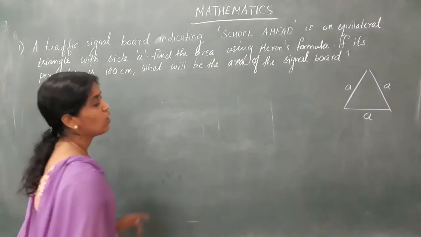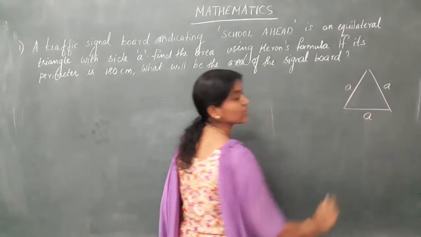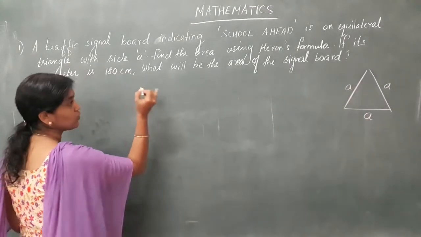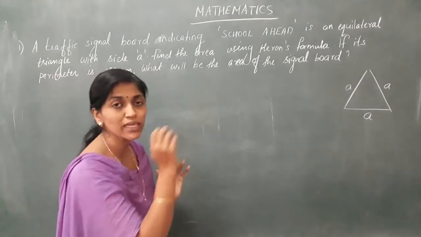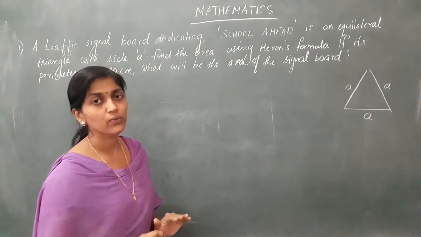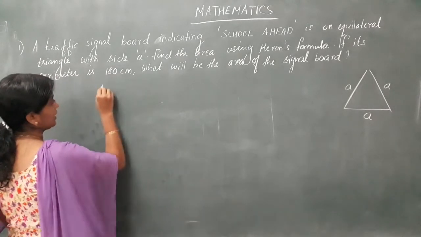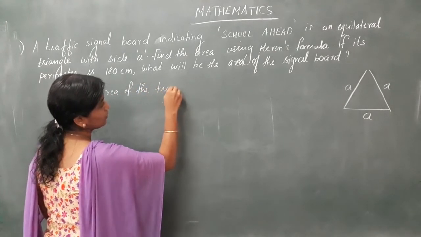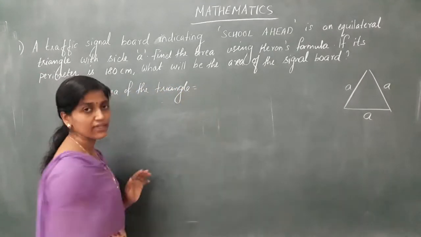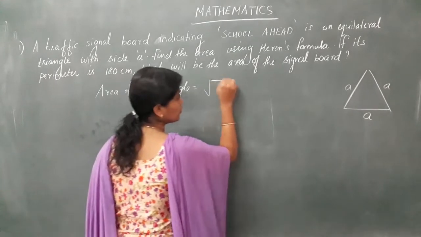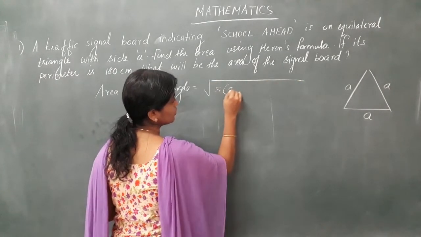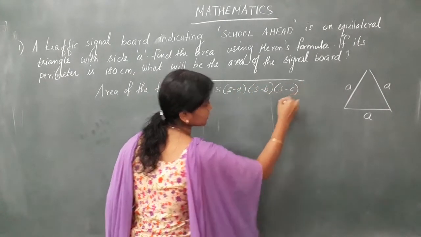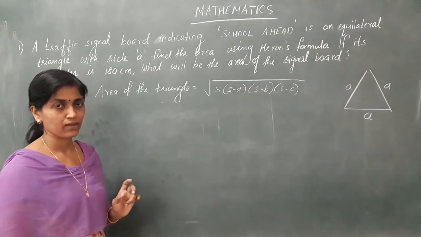So what's given here? All the sides are of the length A units. Okay, so what will be our S? We know to find the area of a triangle using Heron's formula. You have, what is the formula again? Area of the triangle is equal to, using Heron's formula, root of S into S minus A into S minus B into S minus C. This is our formula. Clear?